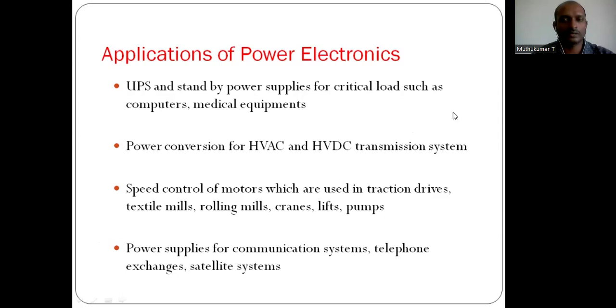Next, the applications of power electronics. Power electronic devices are used for UPS, uninterrupted power supply, and standby power supplies for computers and medical equipments. Power conversion for HVAC and HVDC transmission system. Speed control of motors with the help of traction drives, textile mills, rolling mills, fans, lifts and pumps. And the power supply for communication purpose, that is telephone communication and satellite communication.